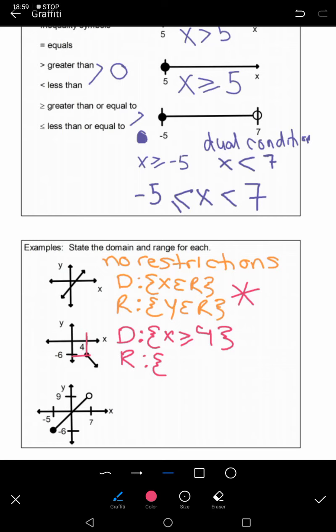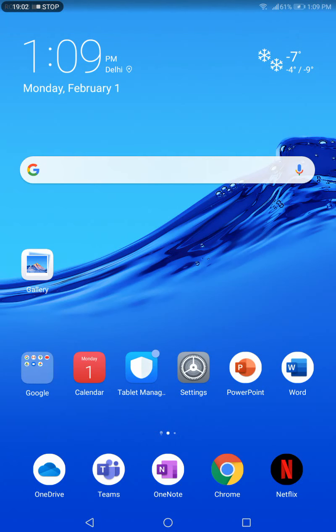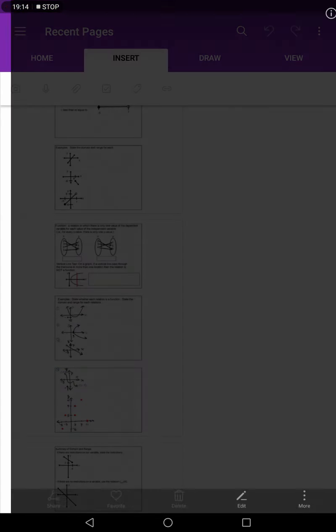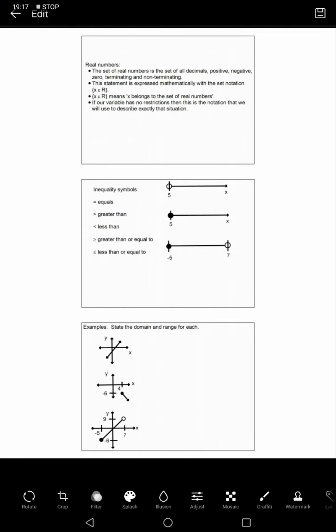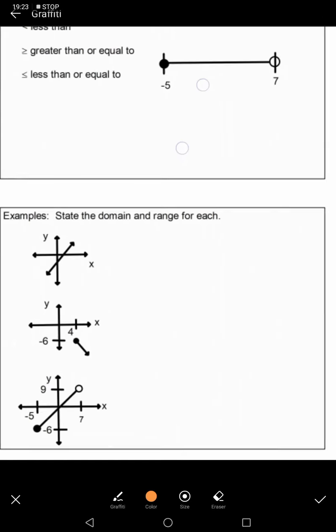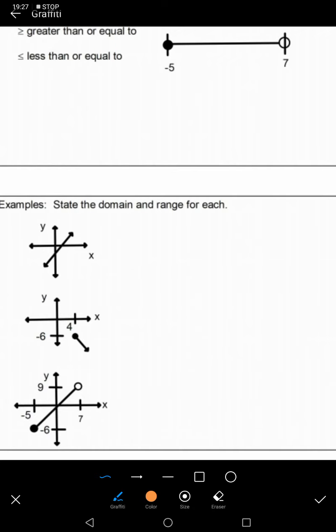So that means that y is going to be less than or equal to -6.